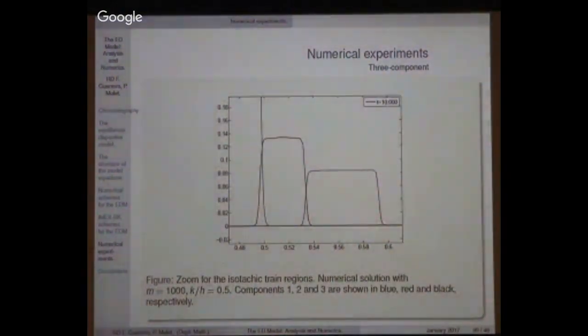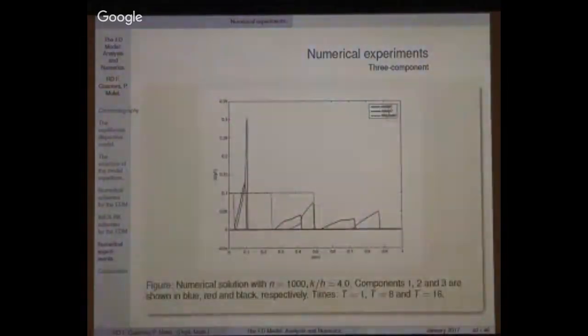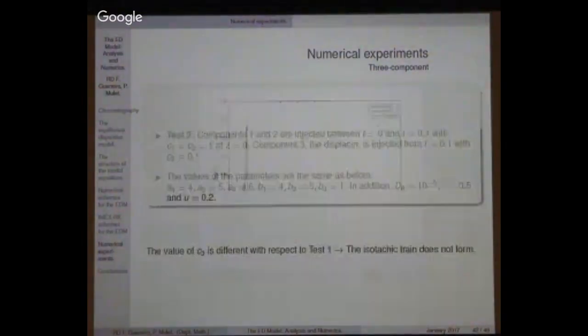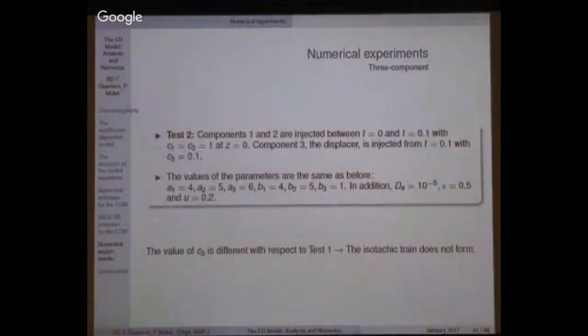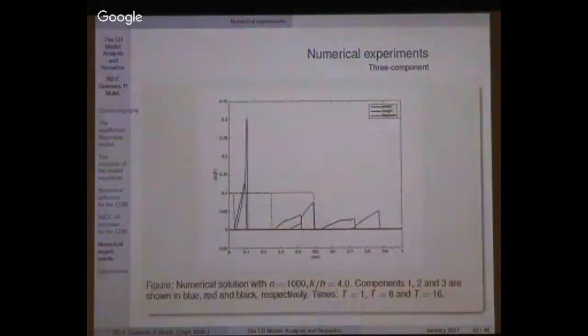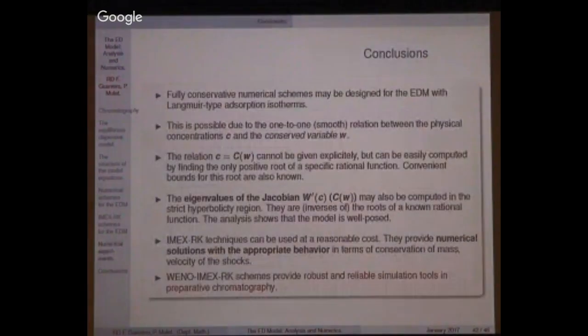Here's a close-up, okay? And here's a second test where this doesn't happen. What was changed here was the concentration of the displacer. You have to have enough displacer, otherwise this will not happen, okay? So the displacer is pushing, but the isotachic train is not being formed, okay? So it is important to have simulation tools.